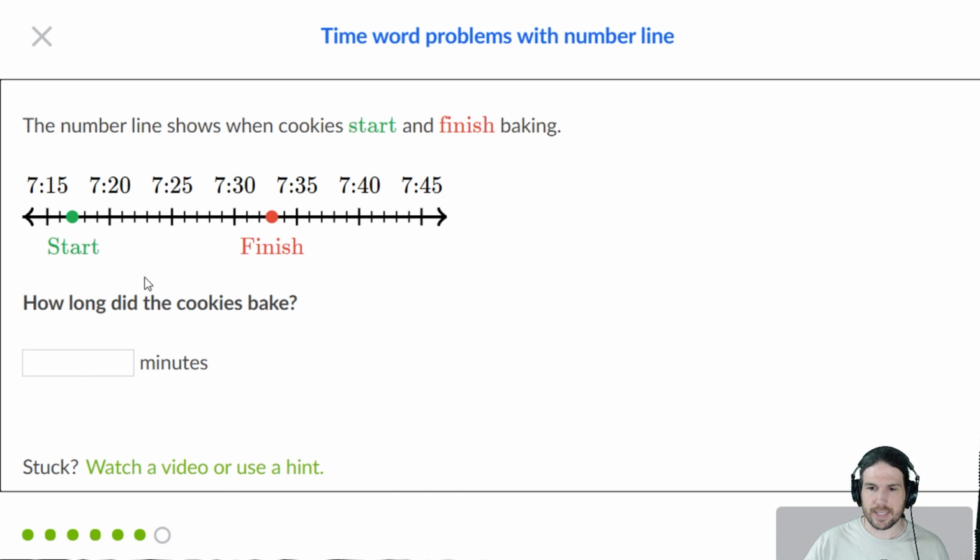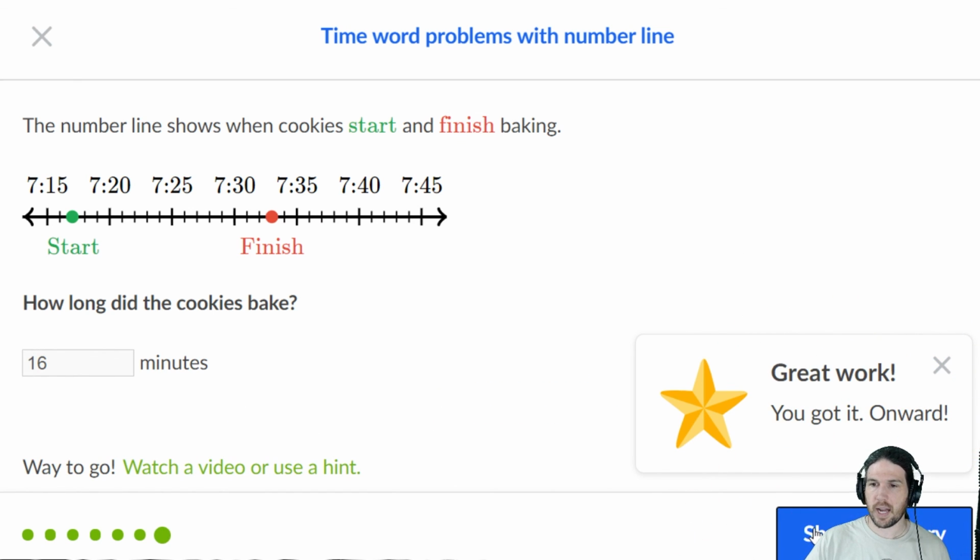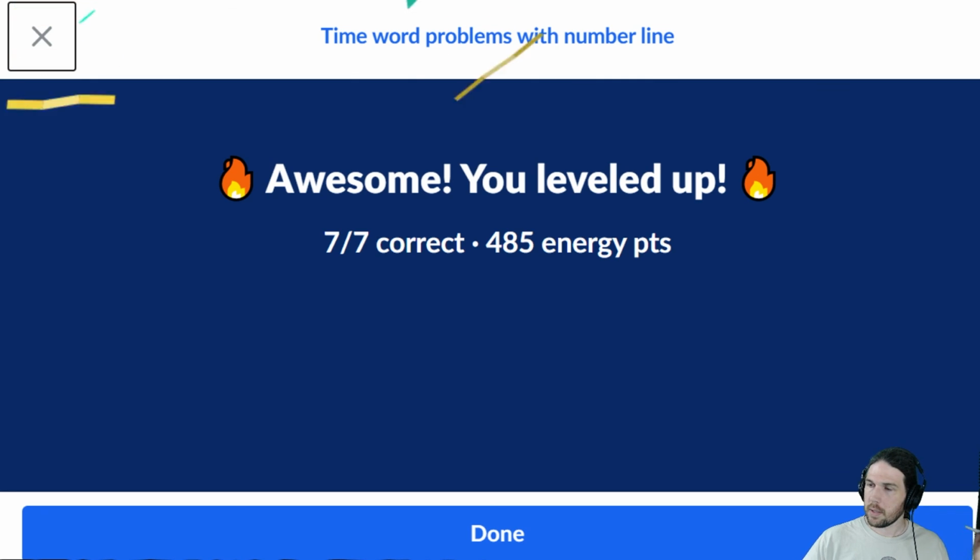Finally, we have, let's see, 5, 10, 11, 12, 13, 14, 15. I see 16 minutes, which does make sense for cookie baking. And that is time word problems with a number line.